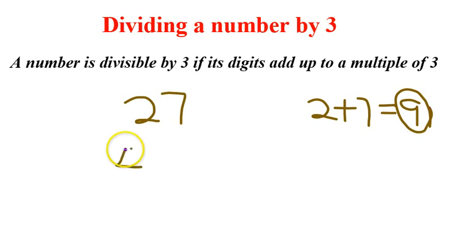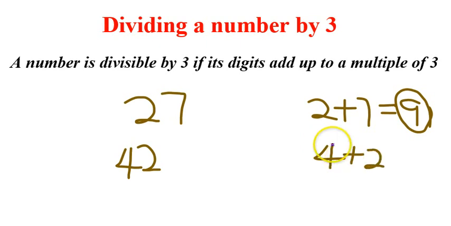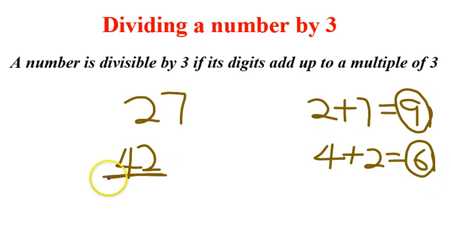If I give you a number like 42, and you want to be sure whether 42 is divisible by 3, then you say 4 plus 2. That will give you 6, which means 6 is a multiple of 3. For that matter, 42 is divisible by 3.